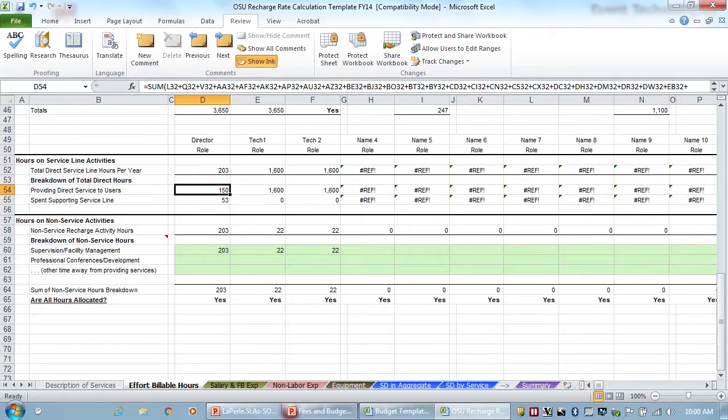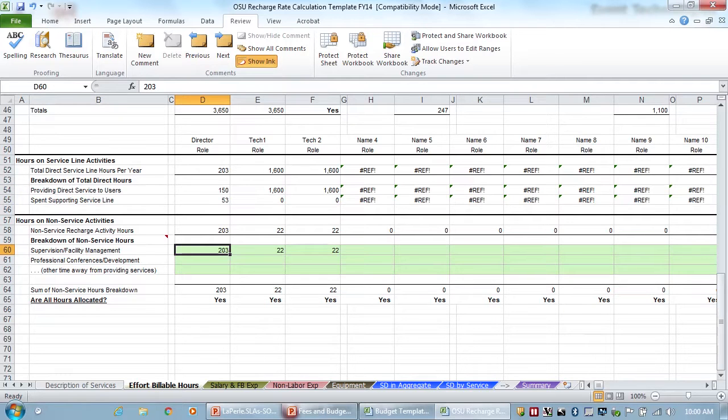Then with administration, it brings down how many hours you said. If it's supervising the facility, then you'll put it all towards there. If it's going to conferences or doing trainings and those types of things, you'll want to break that out. If there's something else, you can fill in this box. It's just other time away from providing the services, and then break it down. And then it'll tell you if everything adds up correctly.